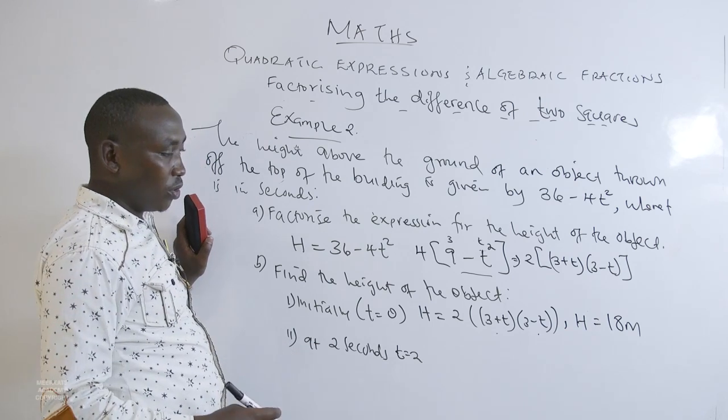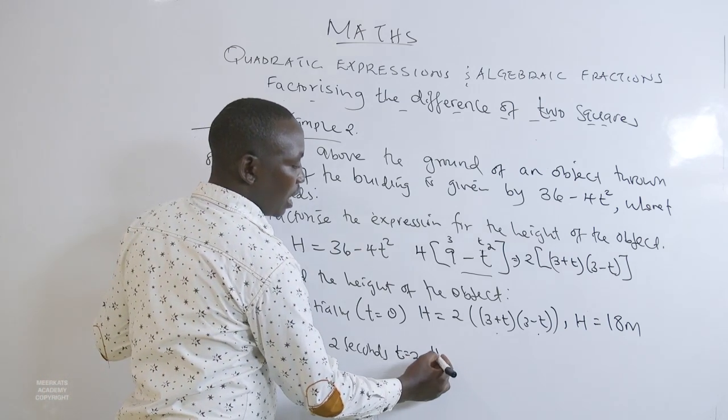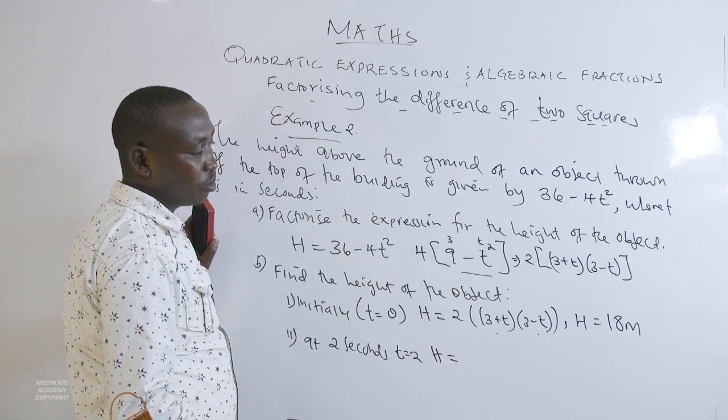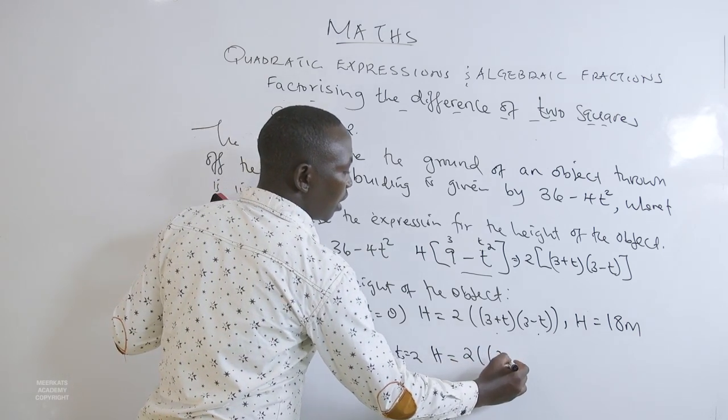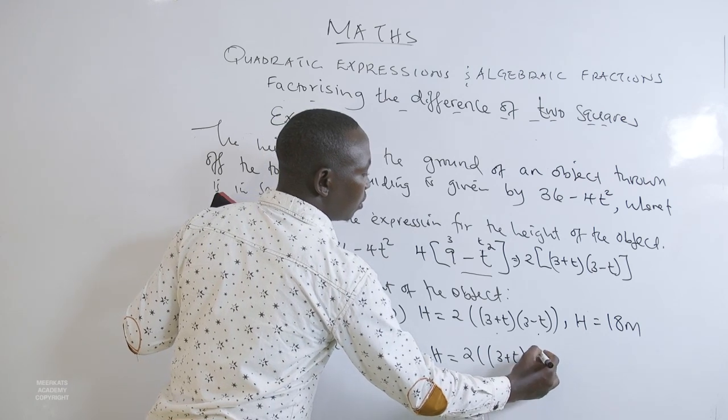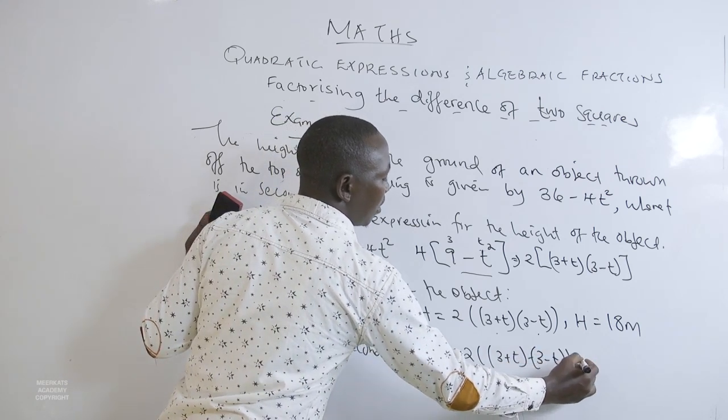When the time is equal to 2 seconds, we make the replacement in the formula or the expression for the height, that is 4 into 3 plus t into 3 minus t.